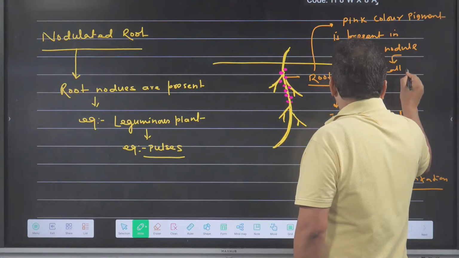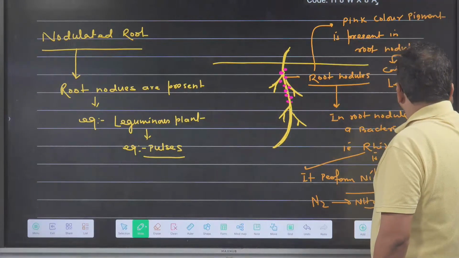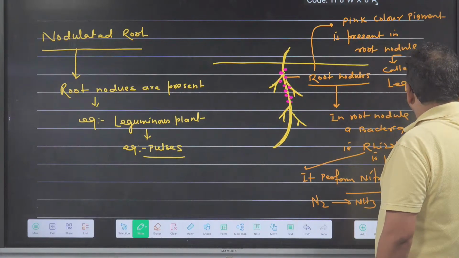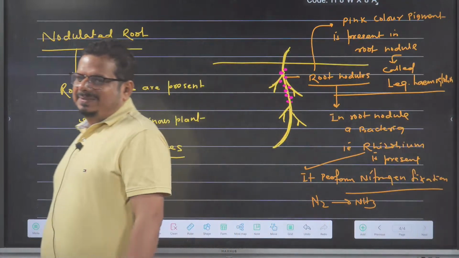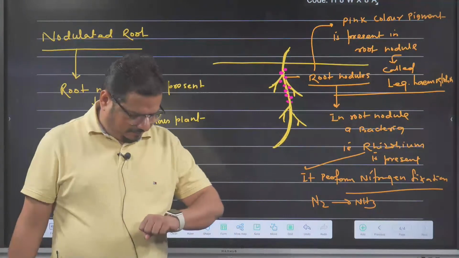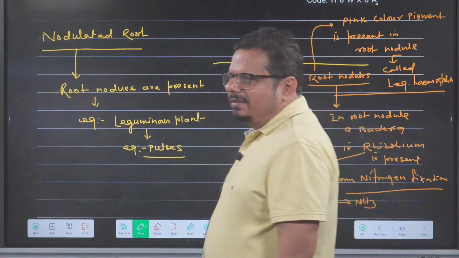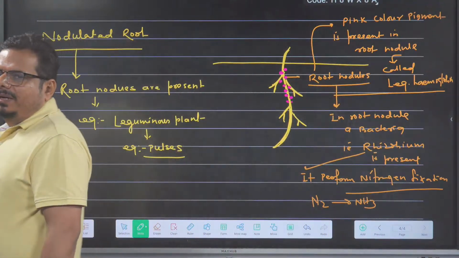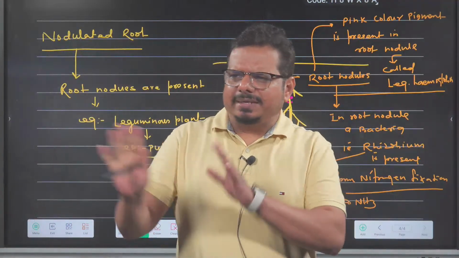Called leguminous hemoglobin. So root modifications are over. Now we are moving toward the stem. Root modification we finished today. Now we are going to move toward the stem, and we will probably finish the stem as well today.